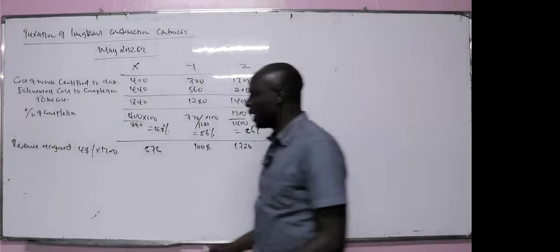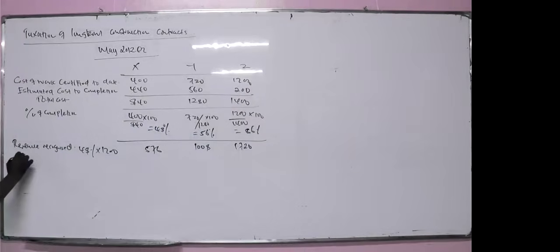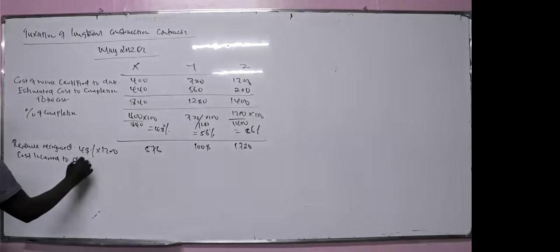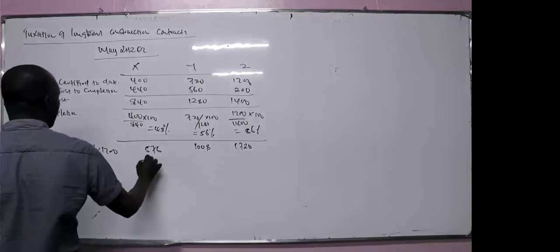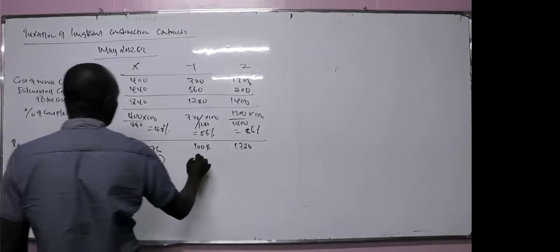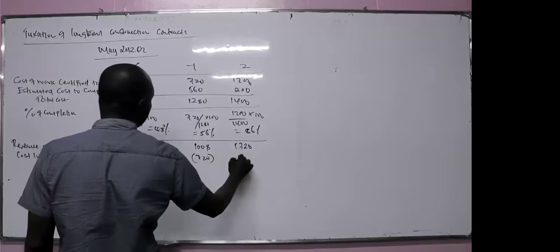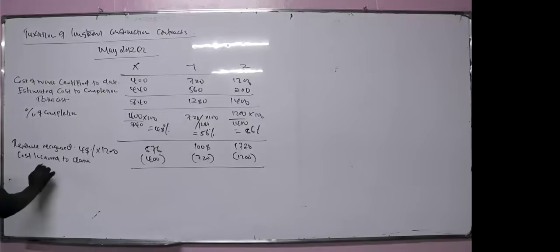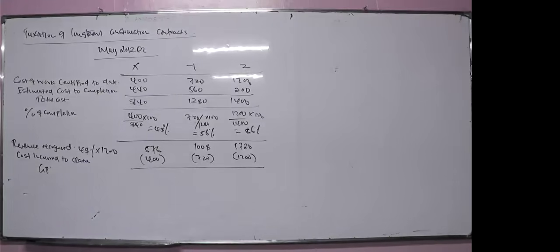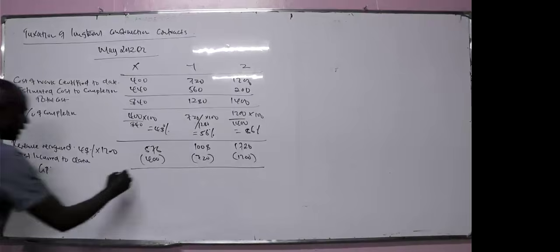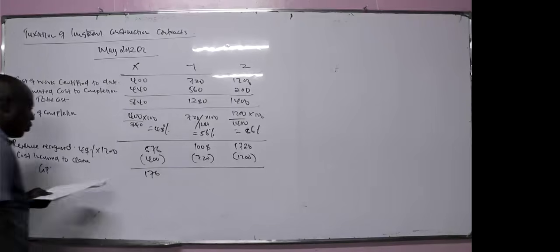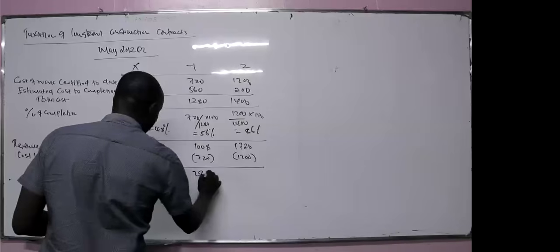Then you less cost incurred to date. Cost incurred to date here is 400. This is 720. This is 1200. And then you get the gross profit. 176. Two. So this is 288, and the other one 520.